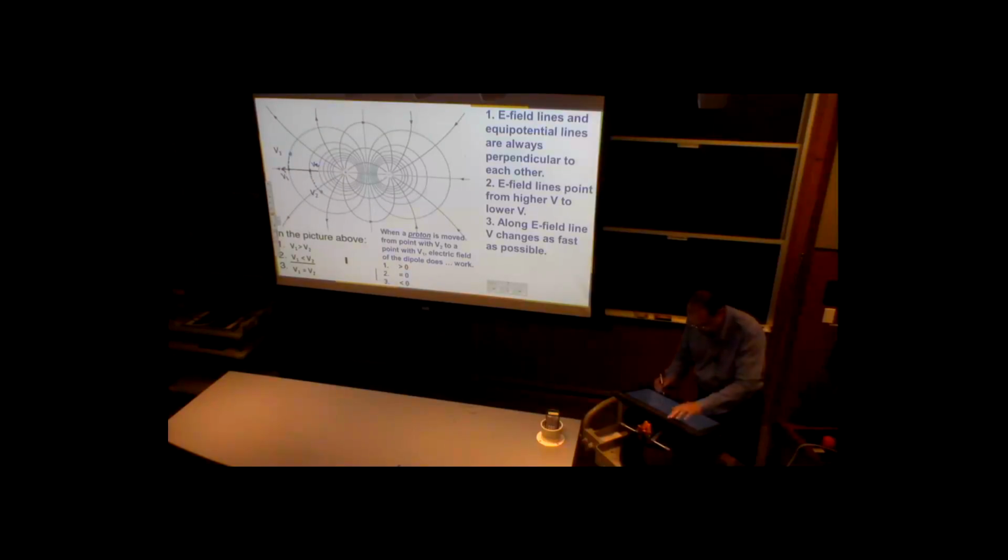So if we need to calculate work, Q times V initial minus V final. But if we move a charge from here to here, and it doesn't matter how, the initial will be V2, and the final will be V1. So we're multiplying two positive numbers, should be positive.